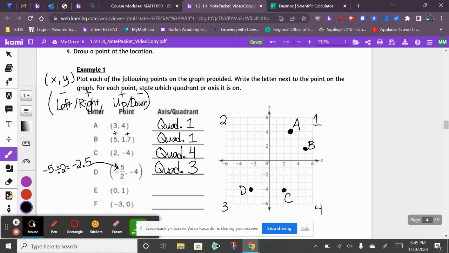For E, my x value is 0, so I'm not going to go left or right at all. I'm only going to go up 1. So this is point E. And we can see that that is on the y-axis. For F, I am going to go to the left 3, but I'm not going to go up or down at all. And I can also see that that is on an axis, and this one is on the x-axis.